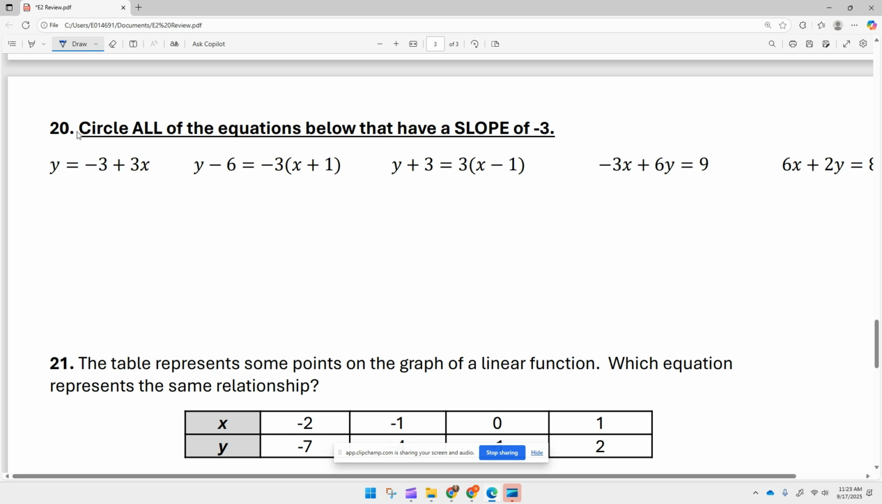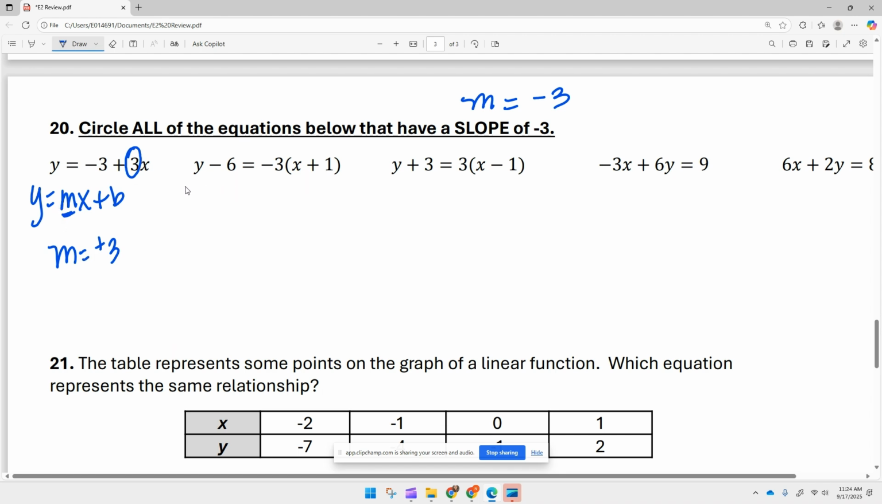All right. Question number 20. We are going to circle all of the equations below that have a slope of -3. Now, the first equation is in slope-intercept form. When it's in slope-intercept form, y equals mx plus b, the m is next to the x. So that means 3 is the slope on the first equation, which means it's +3. So we don't want to choose the first one.